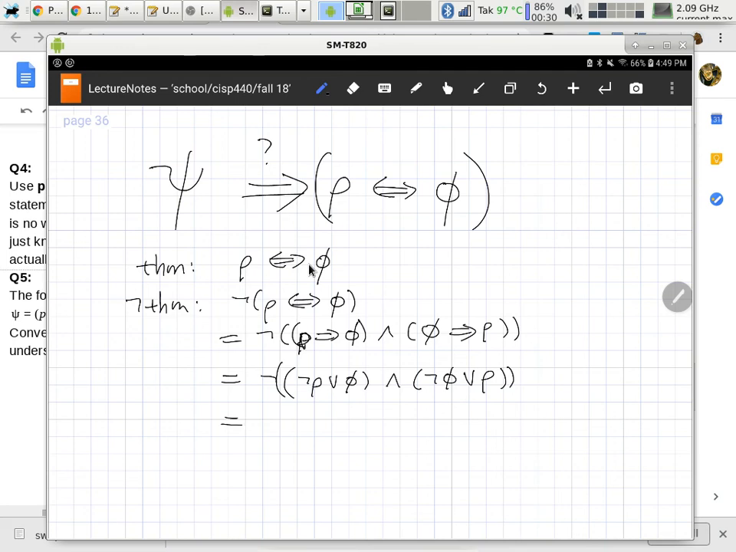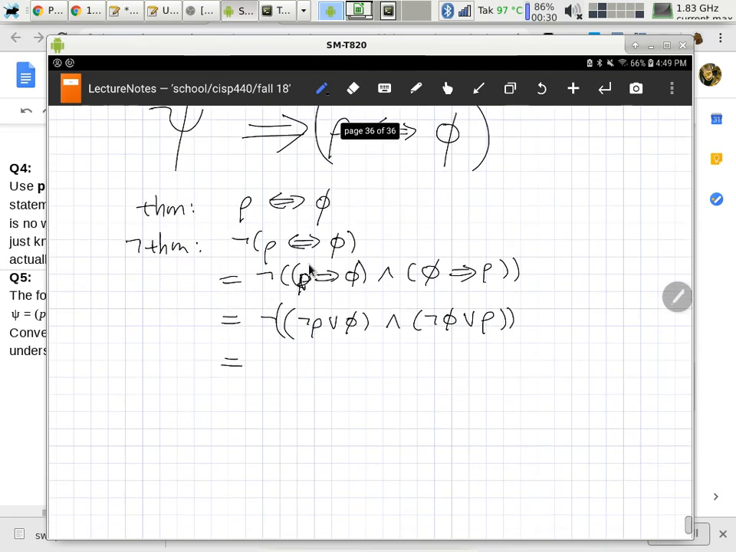And what is that going to become? Let's see. I'm just trying to figure out what is the best way to do this. Let's do De Morgan's law. Okay, we'll distribute the negation to the inside. So now it becomes the negation of (not rho or phi) as one thing, but we have to change the conjunction into a disjunction, or the negation of (not phi or rho). Is that okay? That's De Morgan's law.